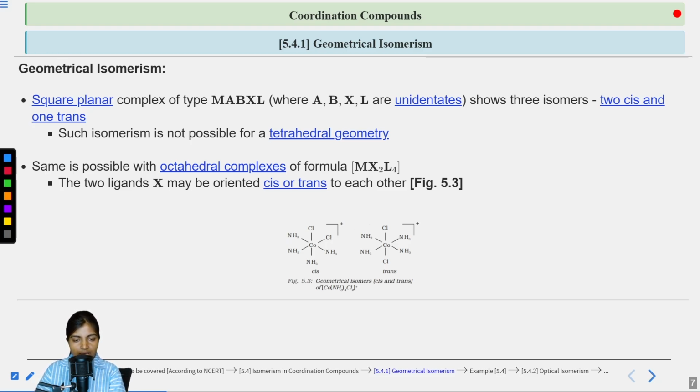So these are the geometrical isomers in the cis and trans form, and how we can obtain them in the octahedral case, which is of the type MX2L4.